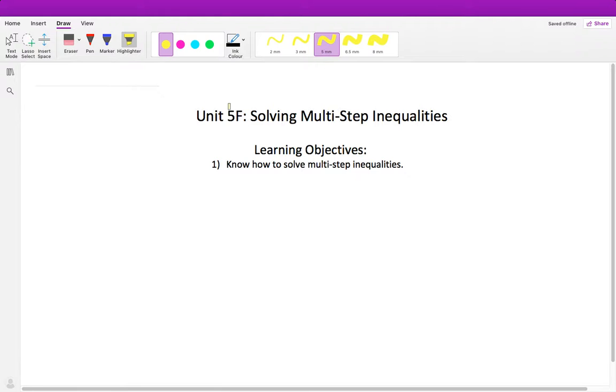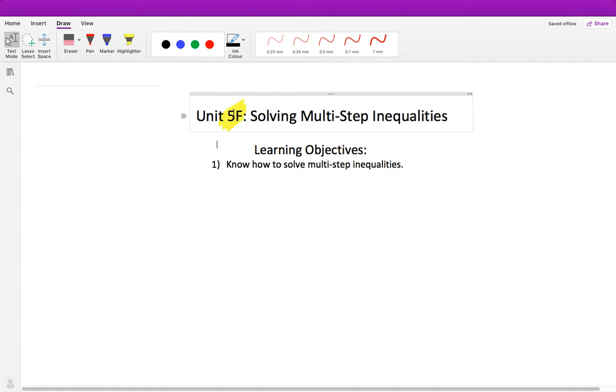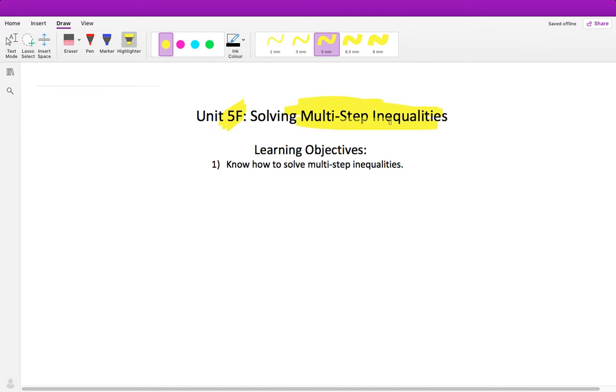So we're now moving on to our last video of this unit, which is going to be solving multi-step inequalities. Just like when we were solving regular inequalities, you'll see it's going to be identical to what we were just doing, solving multi-step equations. The only difference is when we answer it, we also are going to have to graph our solution as well. All right, so our learning objective is know how to solve multi-step inequalities.